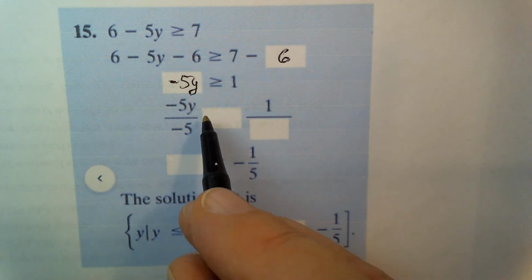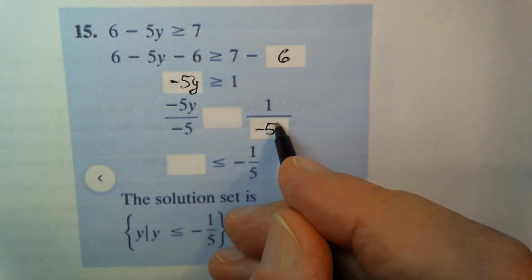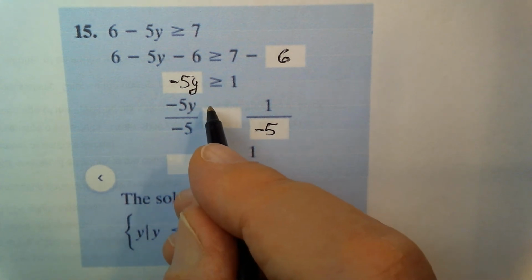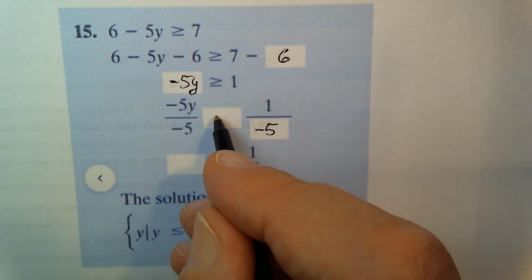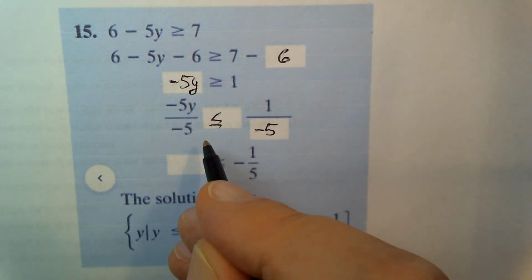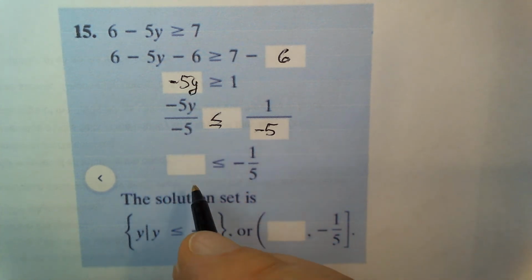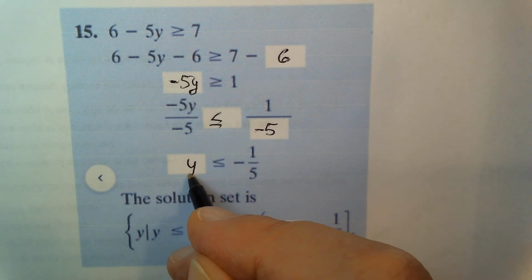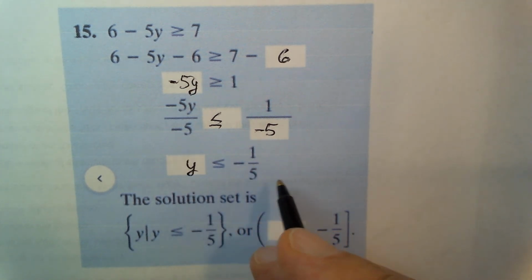Now we divide both sides by negative 5, so it's a negative 5 here. And because we are dividing by a negative number, remember to change the direction of the inequality symbol, so now that becomes a less than or equal. And minus 5y divided by minus 5 is simply y. And on the right side, we have minus 1/5.